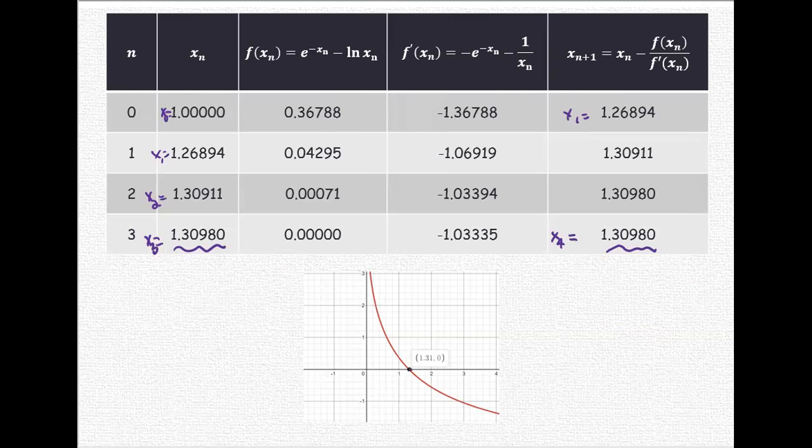We verify with the graph. The graph is the graph of e to the negative x minus natural log x, and the intercept is at 1.31, which is close to the approximation that we got from using Newton's method.